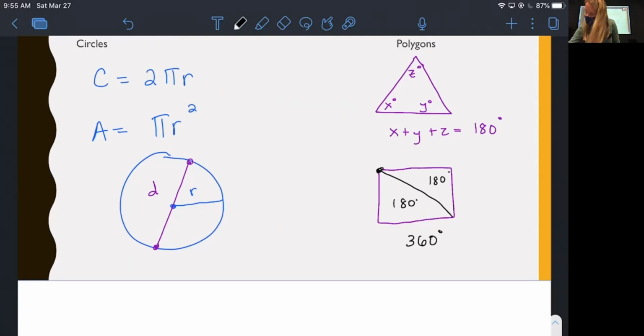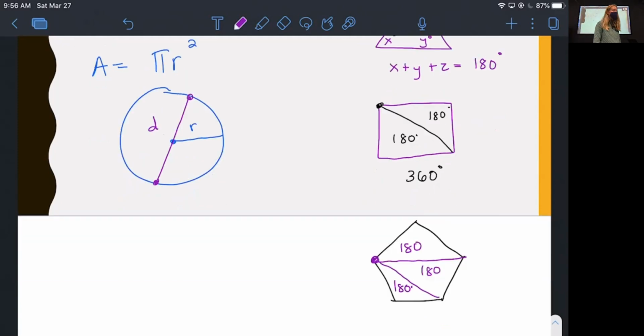If you had a pentagon, so 5 sides, how many triangles could you make? Well, start at a corner and just start making triangles. So 1, 2, 3. So you have 180, 180, 180. So if you take 180 plus 180 plus 180, you get 540. So the 5 angles in a pentagon would add up to 540.